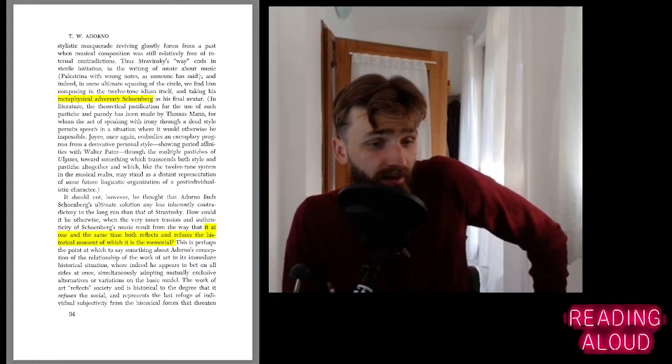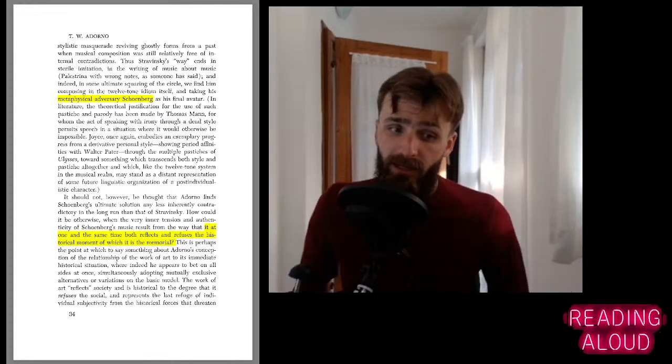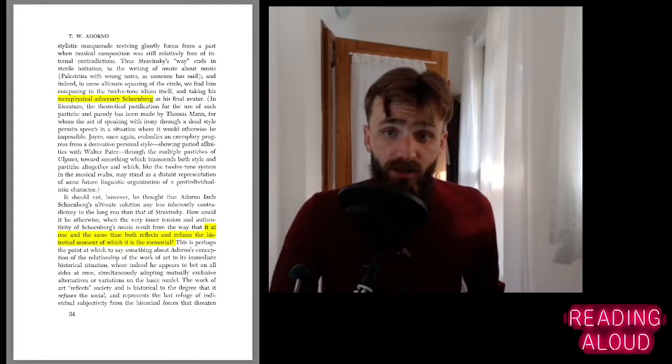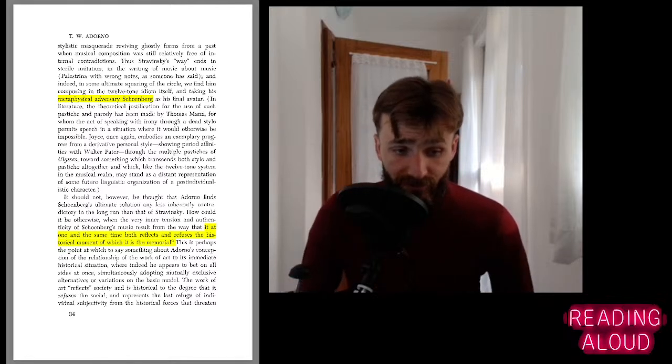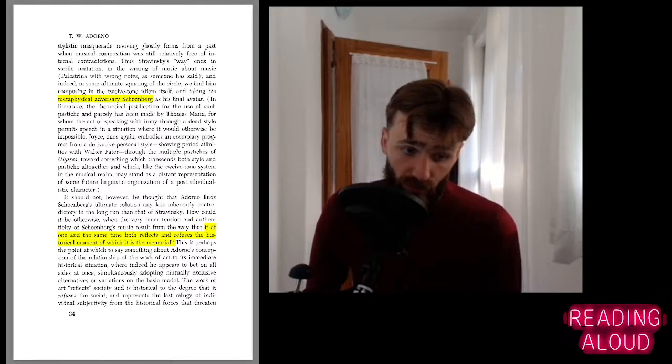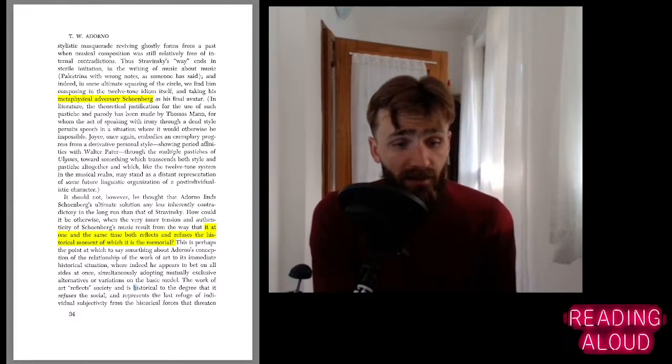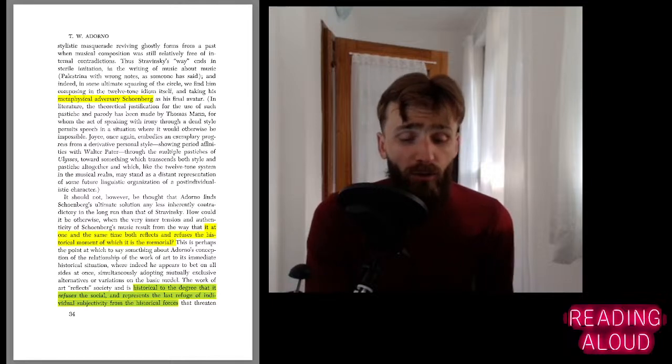This is perhaps the point at which to say something about Adorno's conception of the relationship of the work of art to its immediate historical situation, where indeed he appears to bet on all sides at once, simultaneously adopting mutually exclusive alternatives or variations on the basic model. The work of art reflects society and is historical to the degree that it refuses the social. It represents the last refuge of individual subjectivity from the historical forces that threaten to crush it.